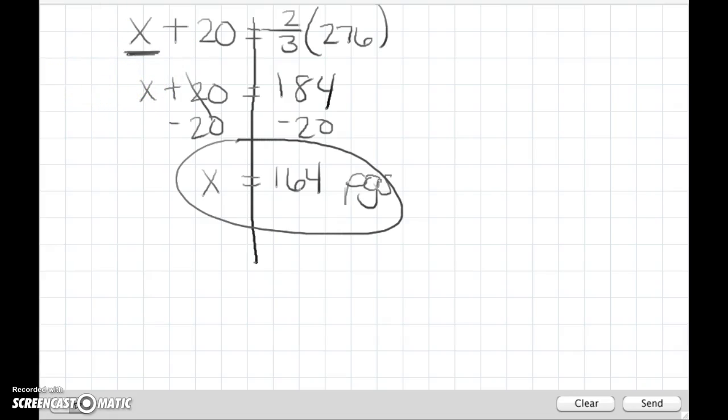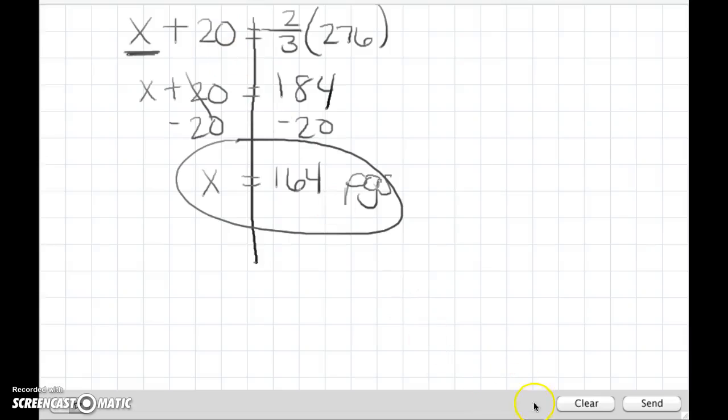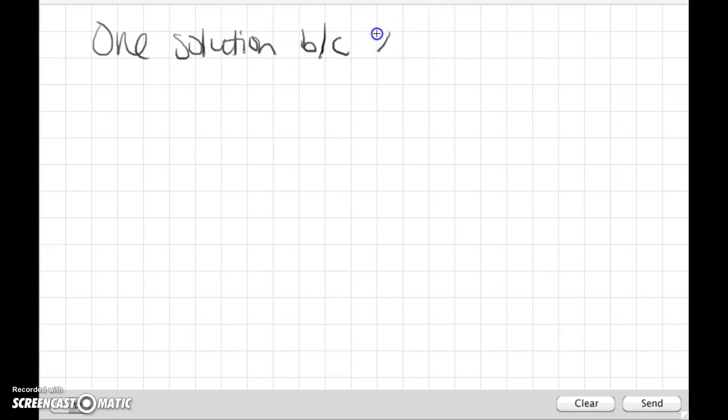Okay, on this next section, all we're doing is looking at the equation that they've given us, and they want to know if it has a unique solution, which means does it just have one solution? Will it have no solutions, or will it have infinitely many solutions? So let's look at the first one here. 3x minus 5 equals 14. So without even solving that, my x is only on one side. That tells me right there that it's going to get to the point where it says x equals some number. So for this one, it's going to have one solution because x equals, and I'll just put some number. I don't even need to worry about solving it.